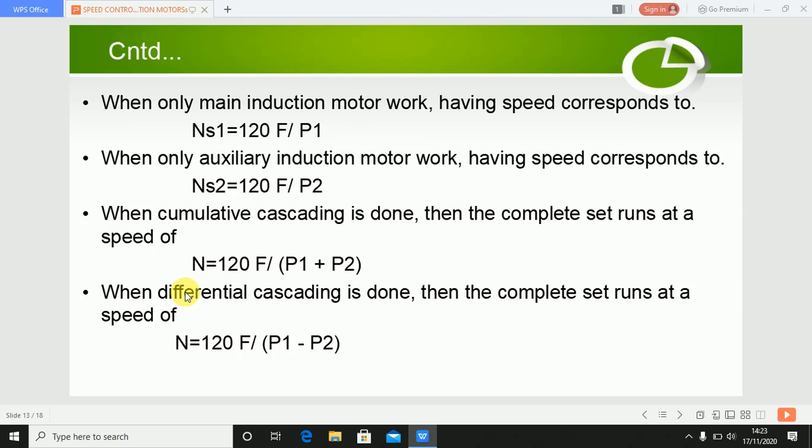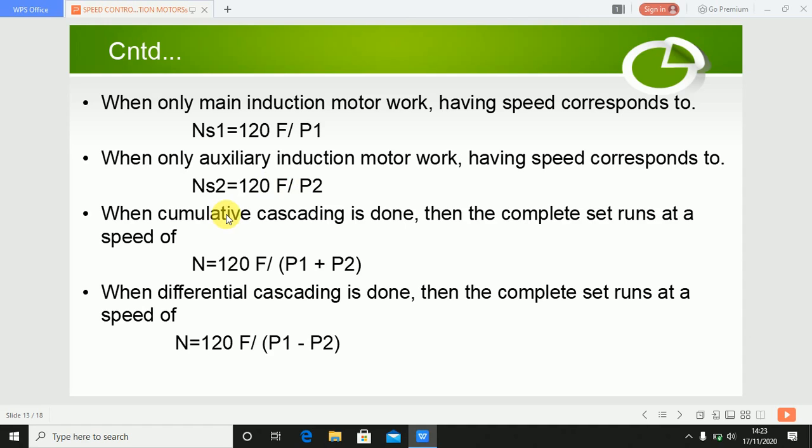And then the slip is given by S1 equal to NS1 minus N divided by NS1, and we have three cases. In the first case, the supply is given only to the main motor, so the synchronous speed is given by 120 F by P1. In the second case, the supply is given to motor B alone, so the synchronous speed becomes NS2 equal to 120 F divided by P2. And the third case is cascading.